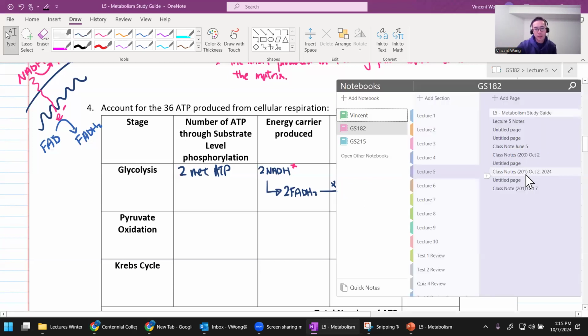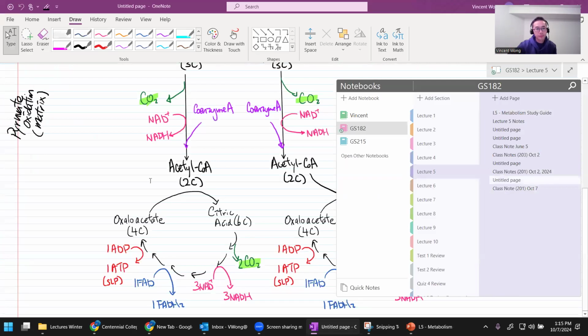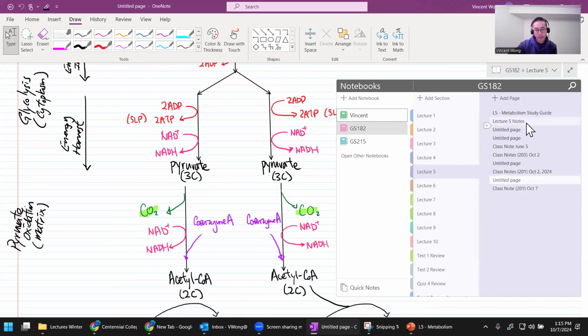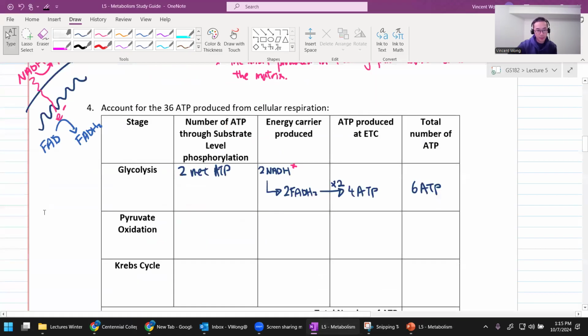Okay, let's take a closer look. This is pyruvate oxidation right here. It happens in the matrix. And we remove the carbon dioxide, we produce NADH. We add the coenzyme A, but as you can see, we did not produce any ATP directly. Okay, so we're going to go back to here. We're going to say no ATP.